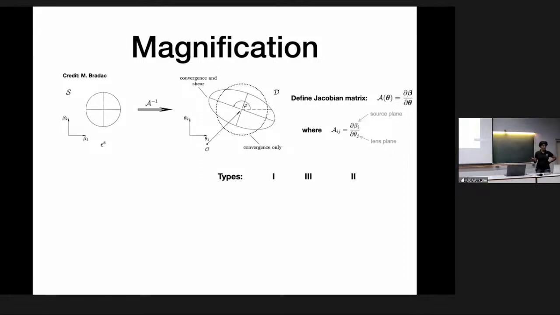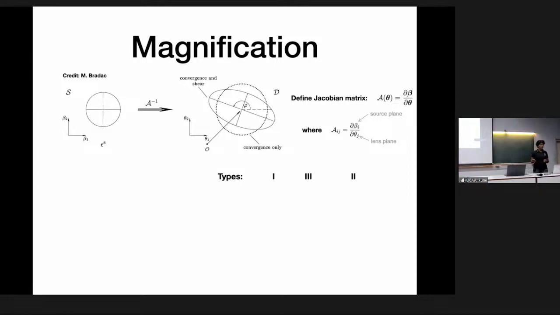And this mapping between the source plane and the image plane is given by this Jacobian matrix, which is given as follows, like del theta over del theta. There are some more interesting properties that we can make note of in these cases. For typical lens systems, the types of images that we expect to see are divided into these three categories: type 1, 2, and 3.